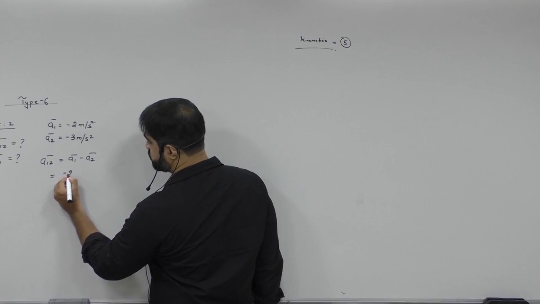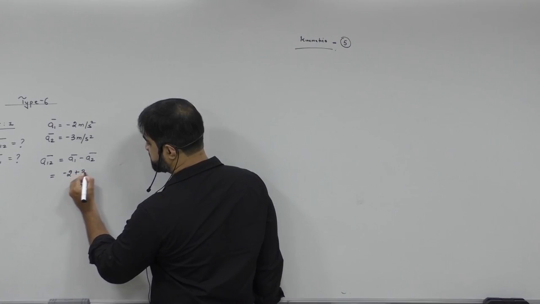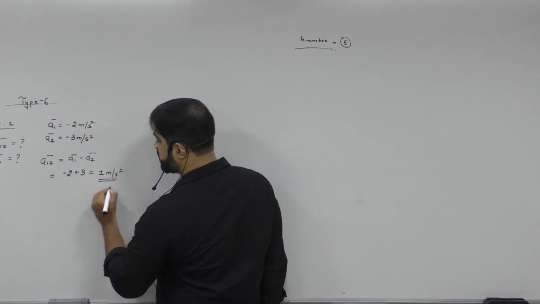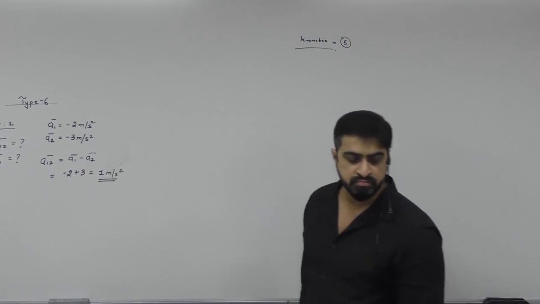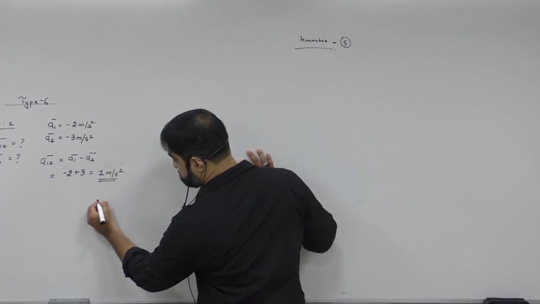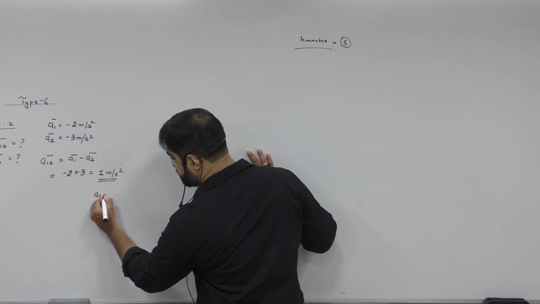A1 bar is minus 2. Minus 3 will become plus 3, will become plus 1 meter per second square. Now you can say, who is looking at who? 2 is looking at 1. So whoever is looking, his acceleration will be 0.